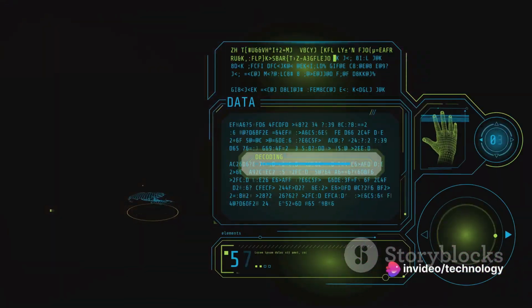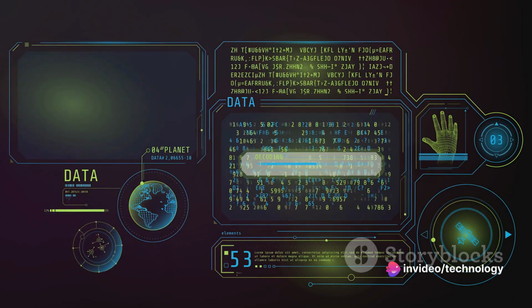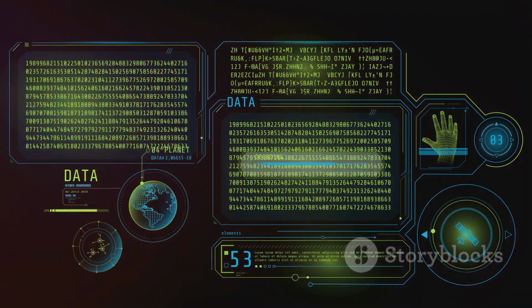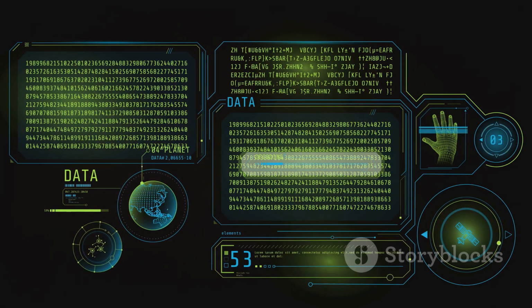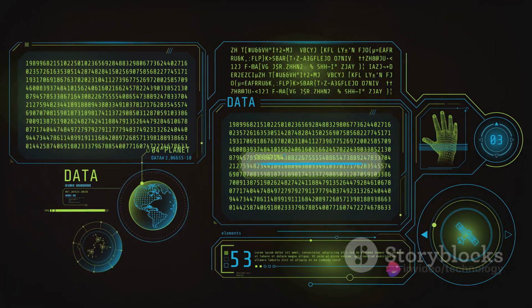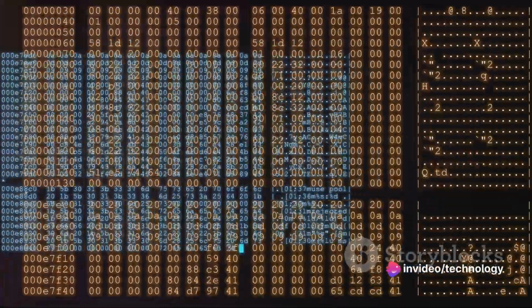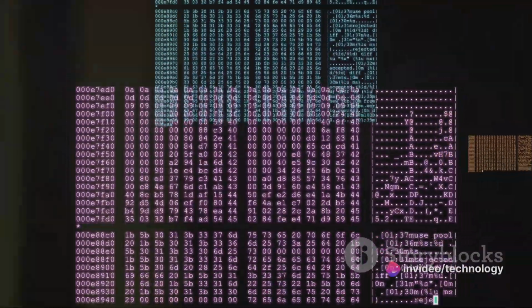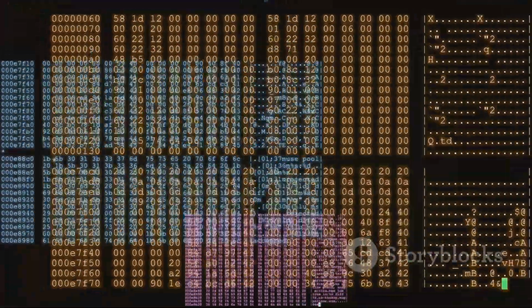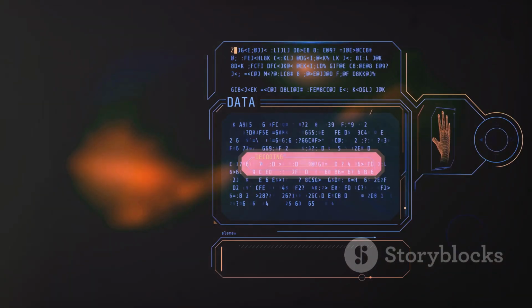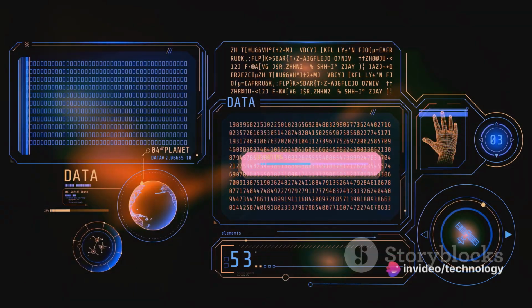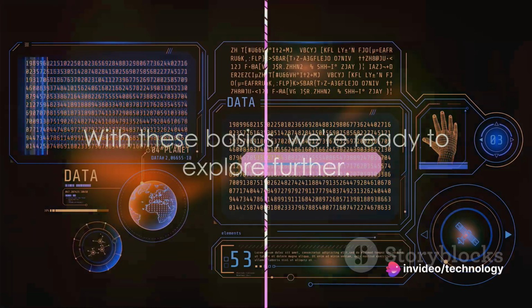Now, how do we identify these elements? This is where indexes come in. Each element in the array is associated with a unique set of indexes. Think of these as the addresses for each data point within our table. In a two-dimensional array, for example, we'd have two indexes. The first index might represent the row, and the second, the column. It's a bit like a game of battleships, where you're pinpointing a location using coordinates. With these basics, we're ready to explore further.